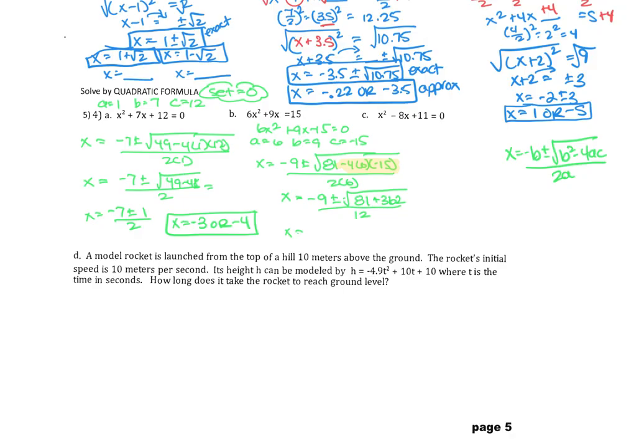So x equals negative 9 plus or minus the square root of 441 all over 12. The square root of 441 is 21. So it's negative 9 plus or minus 21 over 12. So negative 9 minus 21 is negative 30. Negative 30 over 12 reduces to negative 5 over 2.